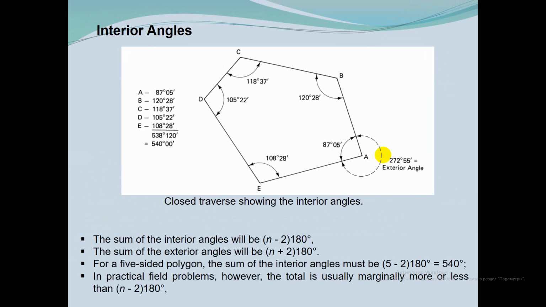Interior angles. You can see a closed traverse showing the interior angles. For all closed polygons of n sides, the sum of interior angles will be n minus 2 multiplied by 180 degrees.